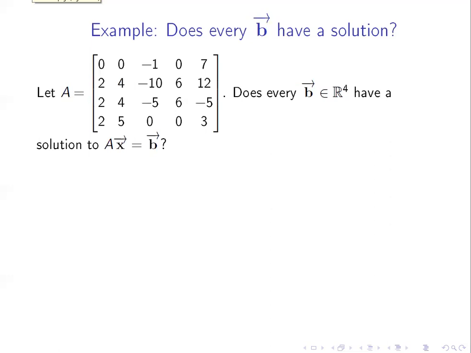Last, A is this giant matrix. For any b in R^4, does this have a solution? Well, to understand that, what we're really asking is, can I row reduce this? And when I row reduce it, how many pivots or how many leading coefficients are in the row echelon form?